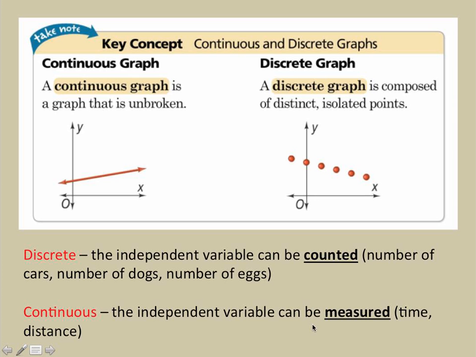A continuous graph is for things that can be measured: time, ounces, right? You could have parts of time. You could have days, minutes, seconds, nanoseconds, okay? And that can be chopped up into small pieces. Distance, you could have feet, inches, half inches, right? So those things can be measured, so those would be continuous graphs.